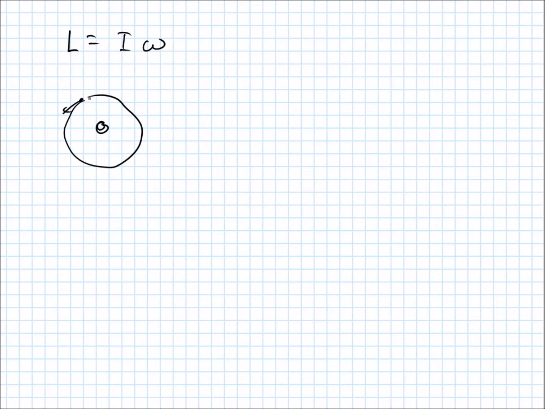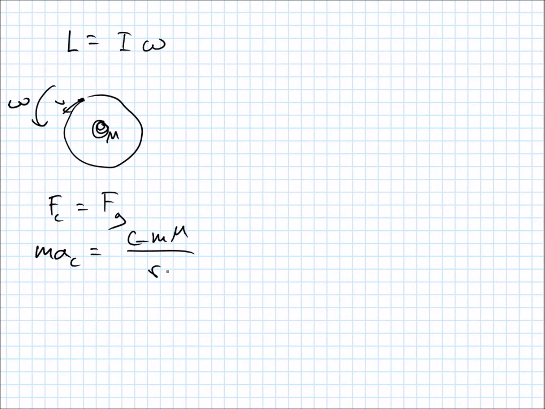It's got a speed v, but we can also talk about its angular speed, omega, right? Now we can get from v to omega pretty easily, but let's start over once more. We know that the centripetal force is equal to gravity, like I did twice before, and it is m a_c is equal to GMm over r squared.